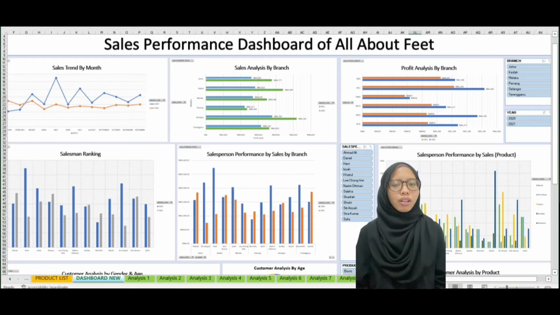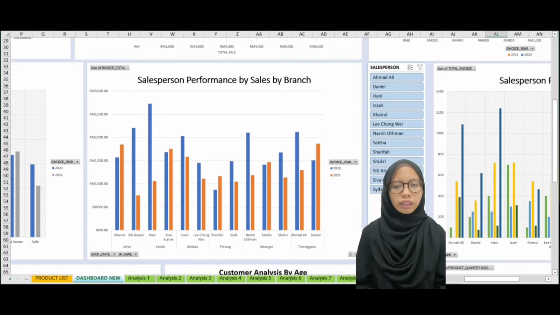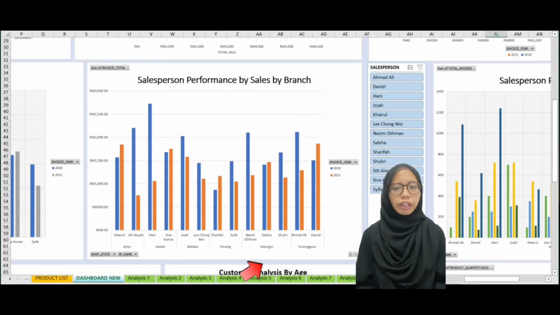Thank you, Ambok. So I will continue the next analysis, which is the salesperson performance by sales by branch. As we can see from the chart, Selangor has achieved the highest sales of RM8,985 due to the most strategic place among the others, while the lowest sale is from Penang branch with the total sales of RM4,579 due to the low performance contributed by the salesperson, and it is still unknown by many people. Overall, the total sales for all branches by the salesperson have decreased from 2020 to 2021.